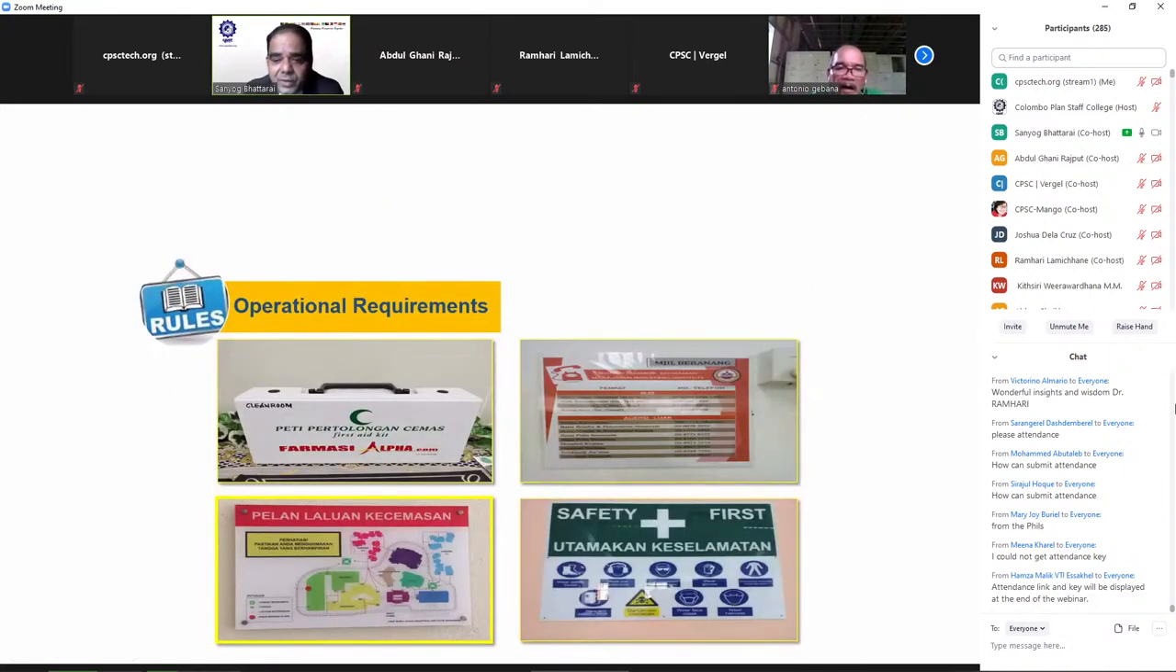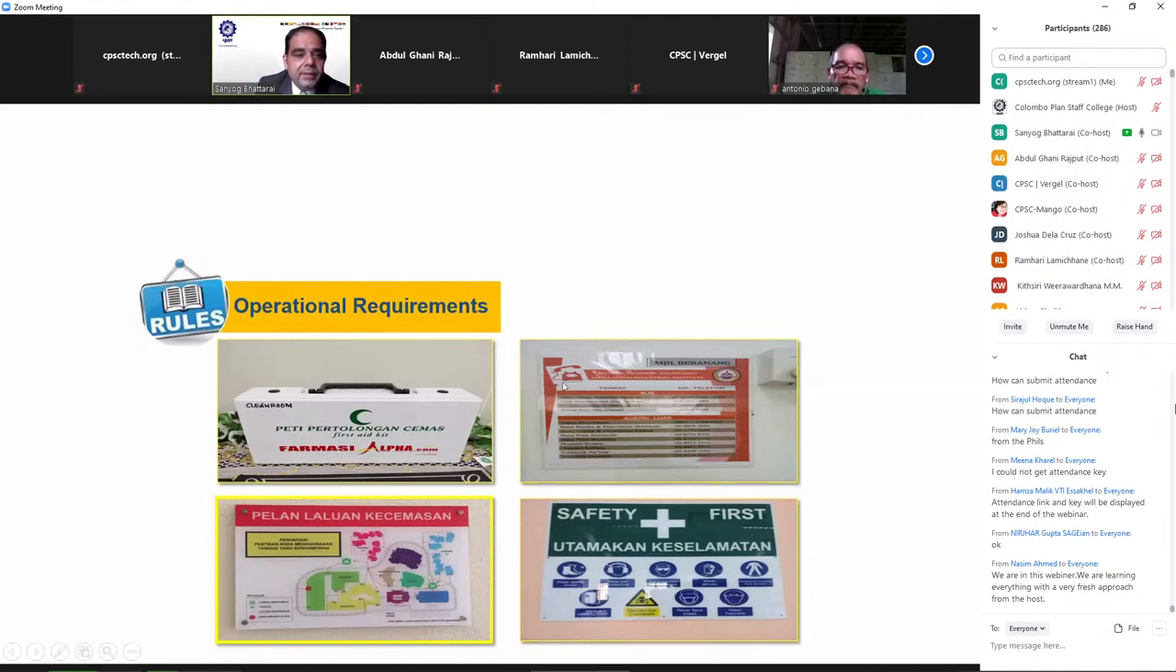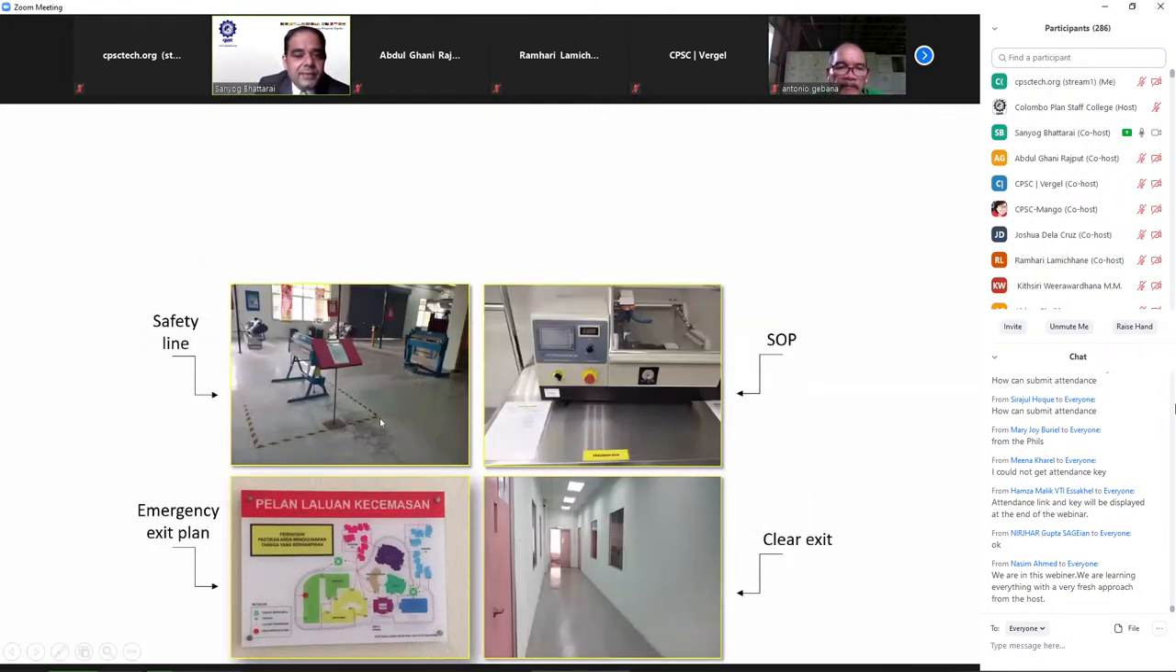So, requirement also, operation safety first. You can see the evacuation plan, the safety kit, and the numbers of the safety persons. You can also see the safety lines here. This means do not cross this, it's danger. Cross this, the machine is operating, so it may harm you.